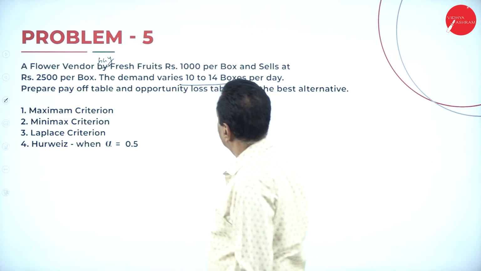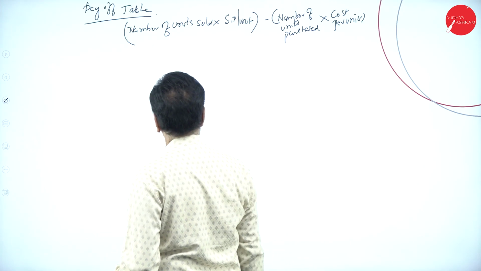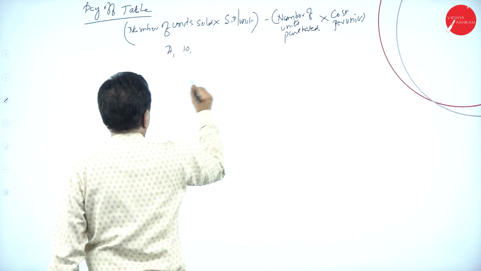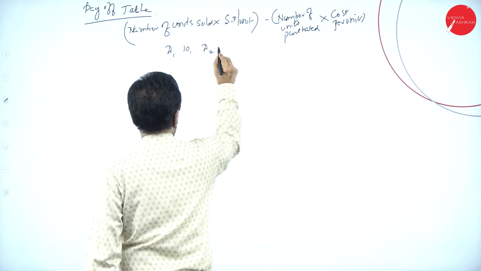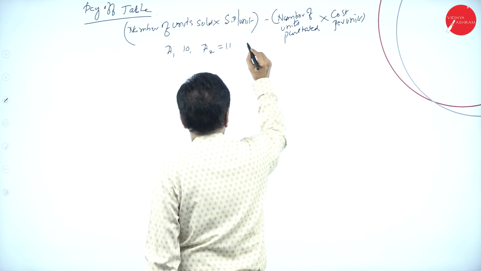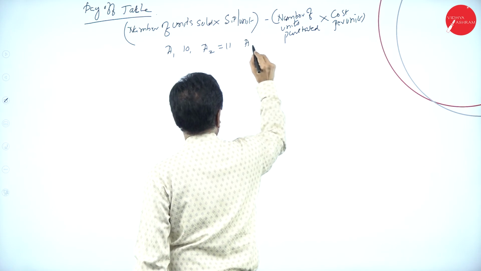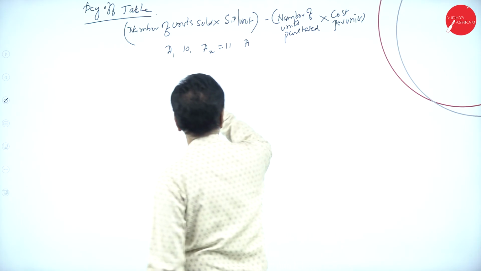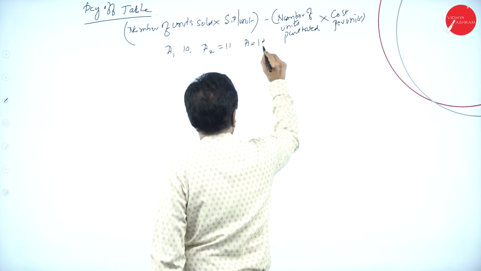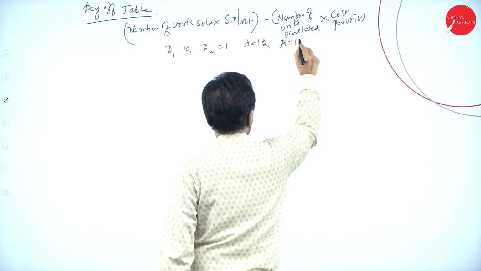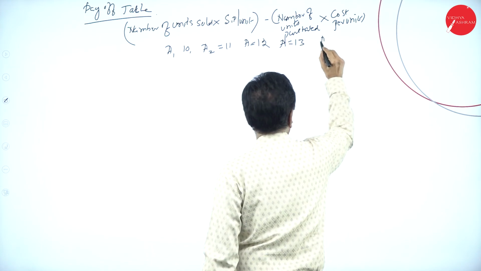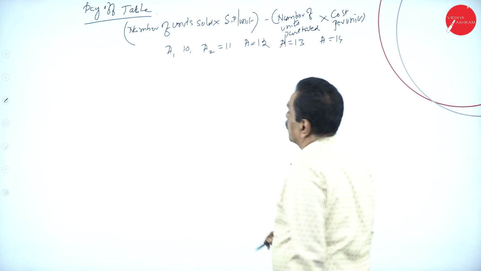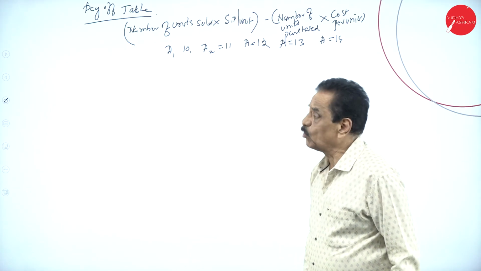So here, there are 5 alternatives. A1, A2, A3, A4, A5, which are 10, 11, 12, 13, 14. 1, 2, 3, 4, 5. And the same status quo will be there.